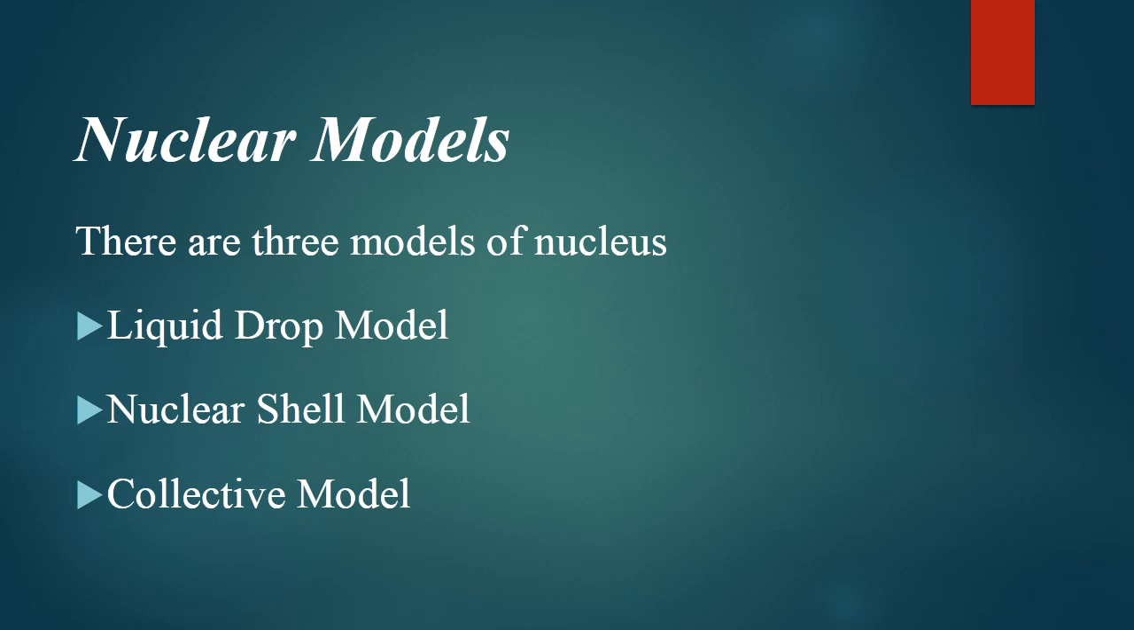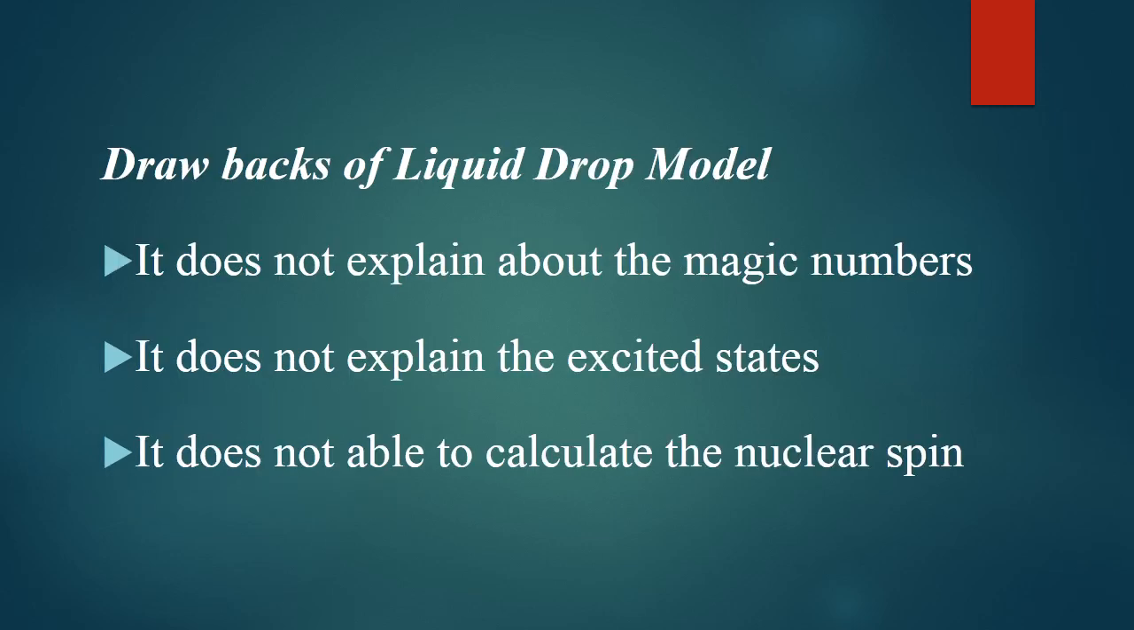Today we are going to discuss three models of the nucleus: the liquid drop model, the nuclear shell model, and the collective model. The collective model is the combination of both the liquid drop model and the nuclear shell model. First of all, we are going to see the drawbacks of the liquid drop model, because of which the shell model had to be evolved. The liquid drop model does not explain the magic numbers.